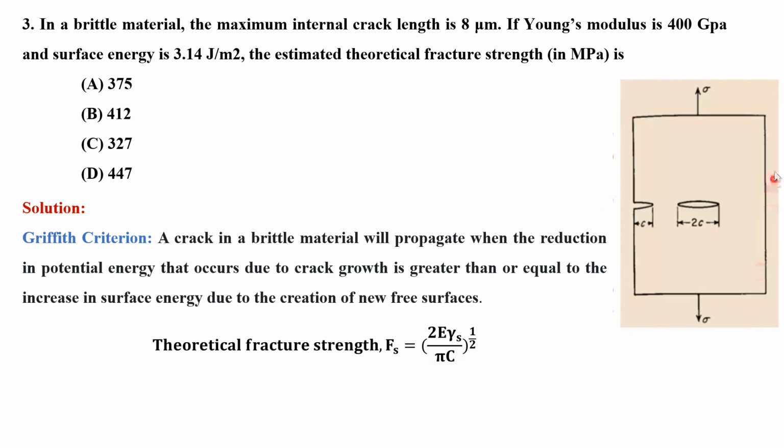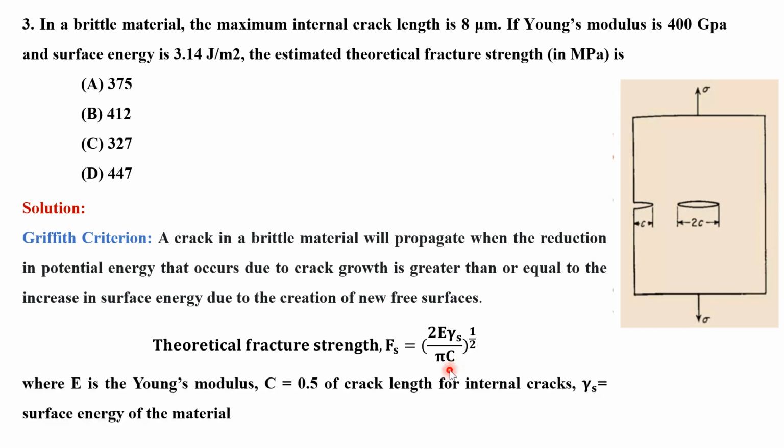So this is the usual image that we use for explaining the Griffith criterion. So the theoretical fracture strength, as you said, is given by sigma_f = sqrt(2Eγs / πc), where E is the Young's modulus, γs is the surface energy, and c is the crack length. One thing that you have to take care of while solving Griffith criterion questions is that if it is an edge crack, c will be the total length of the crack, and if it is a center crack, whatever is given to you will be 2c. So while substituting, you will have to take half of this. So is that clear for both of you?